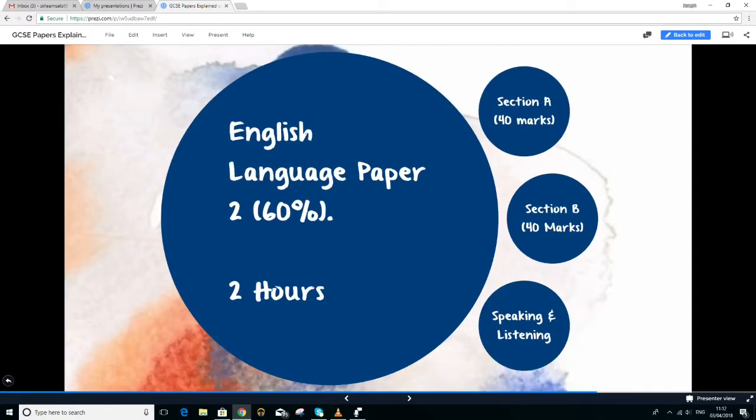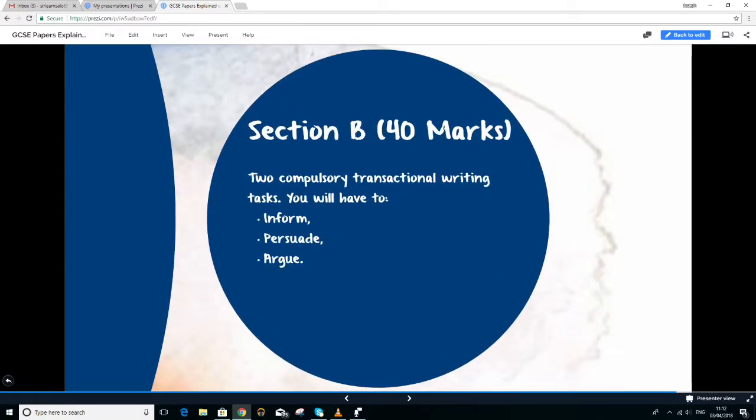Now, the section B, okay, again is creative style writing. However, it is your transactional writing. Now, the difference is you're going to have to do 2 shorter pieces, okay, and this is where that extra time comes in. You will have to do 2 compulsory pieces of transactional writing. So this means you don't get a choice, and they will say to you, this is what you were doing, and you need to just do it. Obviously, these 2 pieces are going to be shorter than the 1 piece you put together for language paper 1.